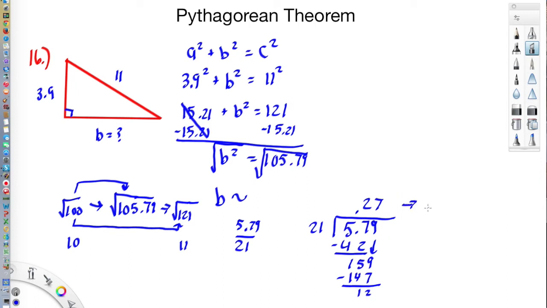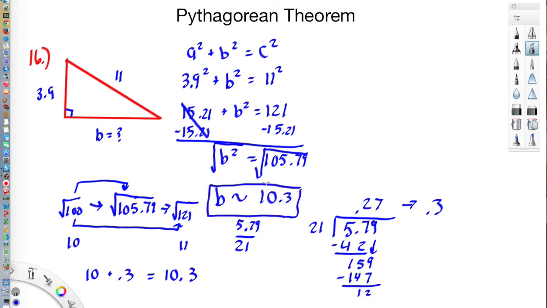27 hundredths is going to round up to 3/10. So I take my 10, I add 3/10 to it, and I'm going to get 10.3 or 10 and 3/10. So my answer is 10 and 3/10. That is approximately the right length of side B.